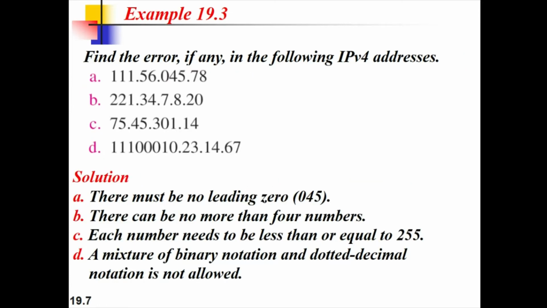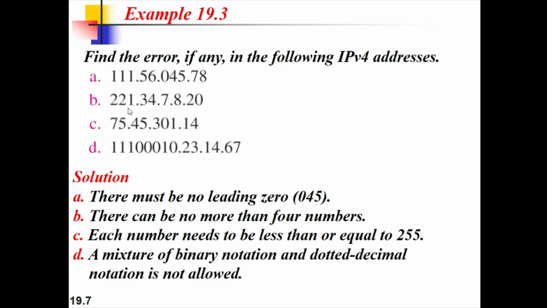Next example, find the error, if any, in the following IPv4 addresses. For A, you have 111.56.045.78. The error is at this point: there must be no leading 0 when we write 45. Just as a reminder, for each of these parts the maximum number is 255, and it cannot be more than 255.